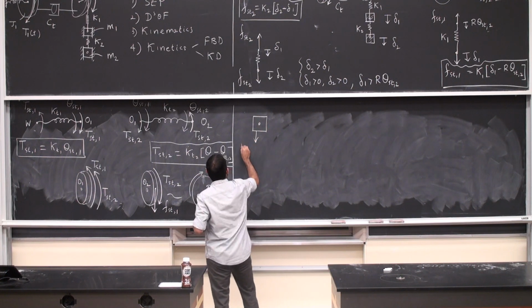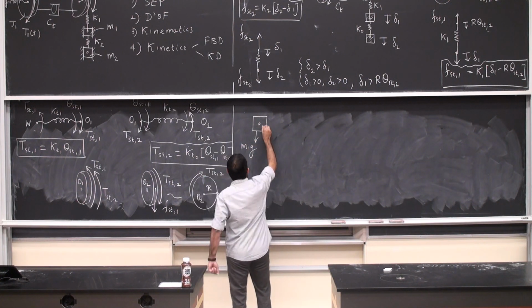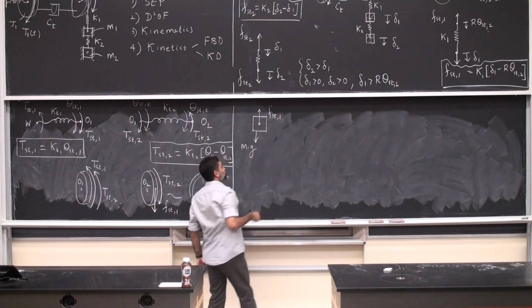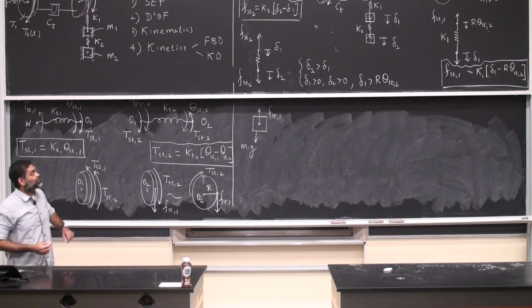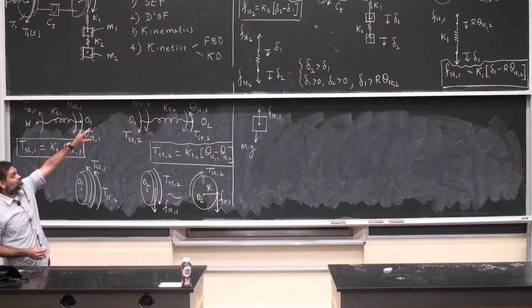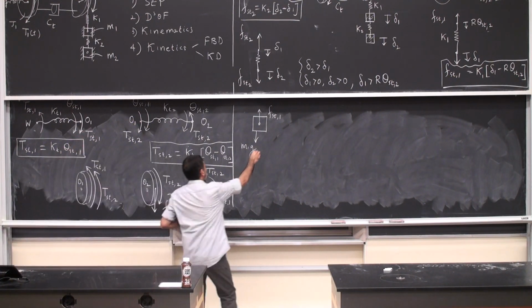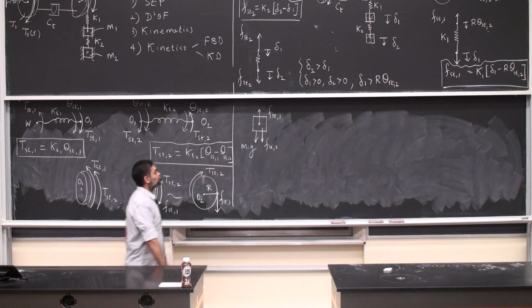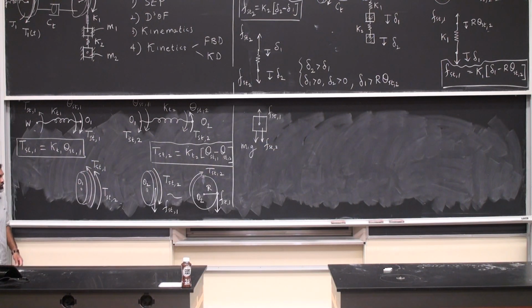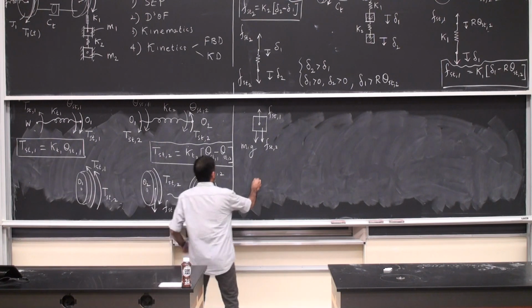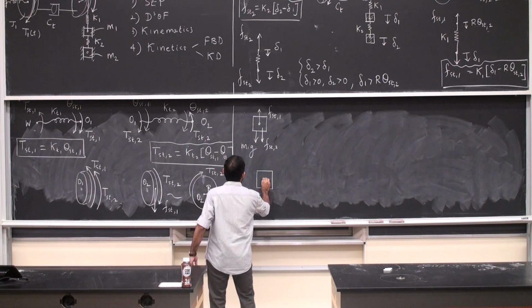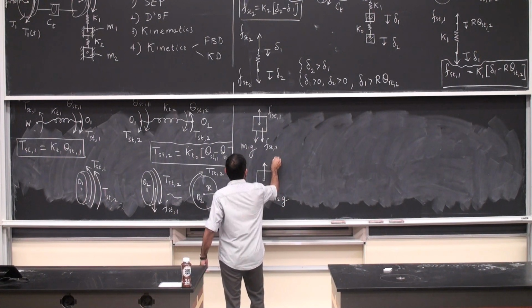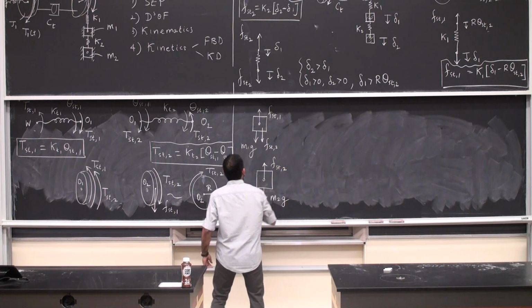Weight. I have spring force, F static 1. And then the end mass M1 is connected to the top end of the second spring, so I'm going to have a force F static 2 pointing downwards. Likewise, the second mass: M2G, F static 2.